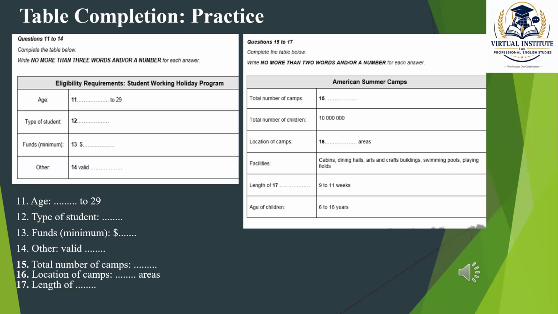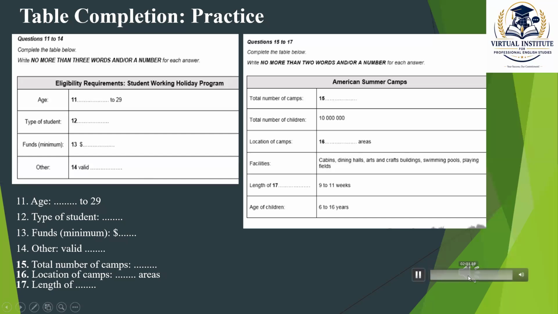Okay, Shazeb, what are the minimum funds required? Sir, 400 to 800. You haven't read it. Minimum. So the minimum is 400. Maximum is 800. You need to write only 400, not 800, okay? Then, you should also have a valid what? Passport. Yes, right? Okay, let's move ahead.